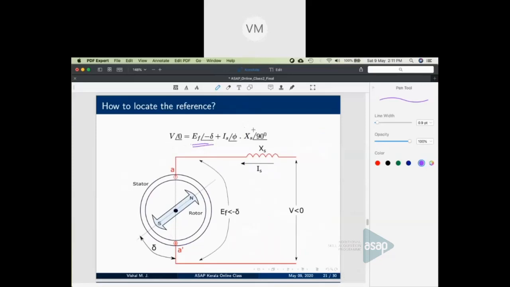Why? Because the synchronous reactance of the machine is not a constant. It depends on the saturation conditions of the machine. You would have learned this in your machines course. Similarly, IS is not a constant. It depends on the temperature of the winding, the humidity, the skin effect, etc. So we cannot substitute these values and find out the value of EF. That is not possible.